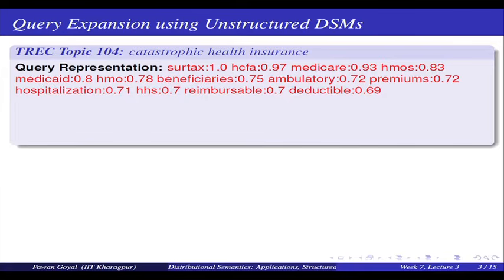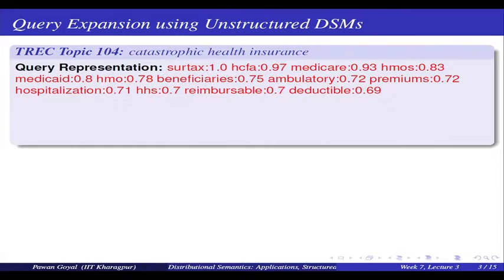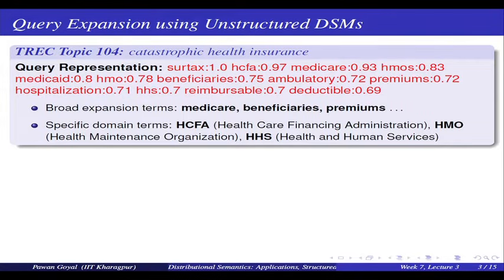Now, these terms are taken from a news corpus, that is US news corpus. So there are certain terms that are relevant to the US medical system. So what you are seeing in these expanded terms? Some terms are like broad expansion terms. That means if you look at maybe some WordNet or some other thesaurus, you can find such kind of similar terms. So you will say, okay, Medicare, beneficiaries, premiums are some broad expansion terms. So they are related to the query.